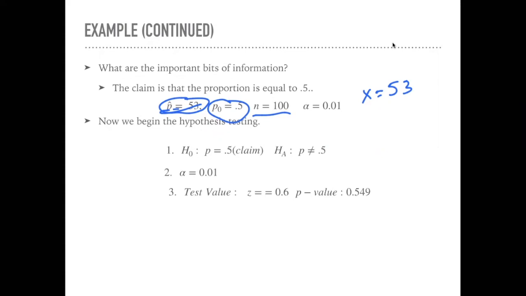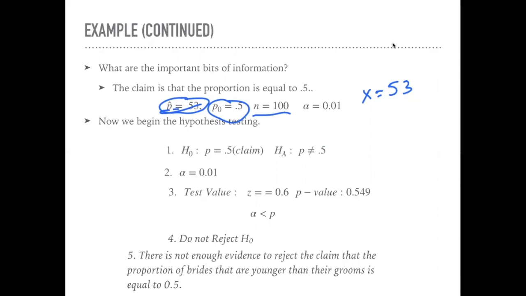Now here we see that alpha is less than the p-value. And when alpha is less than the p-value, we do not reject the null hypothesis, which means there's not enough evidence to reject the claim the proportion of brides that are younger than their groom is equal to 50% or 0.5.